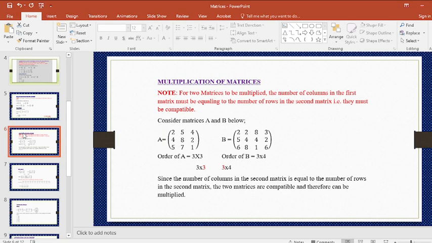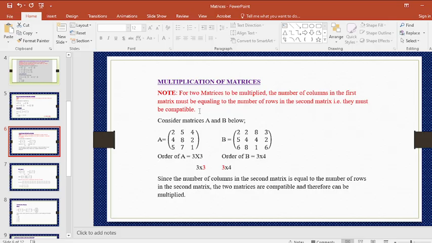Yeah, we are going to multiplication. Now we've already done the multiplication of a matrix by a scalar. Now we have what you call multiplication of matrices alone. And here we are saying that, note, for two matrices to be multiplied, the number of columns in the first matrix must be equal to the number of rows in the second matrix, i.e.